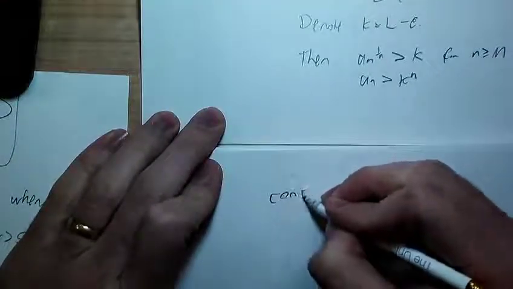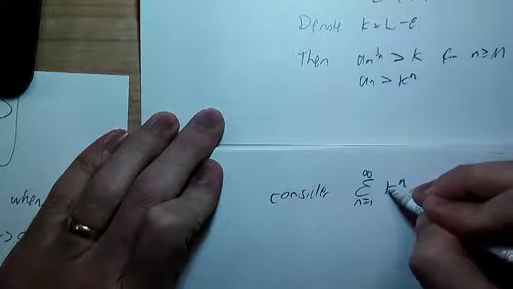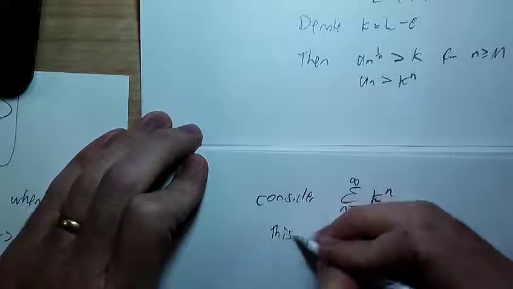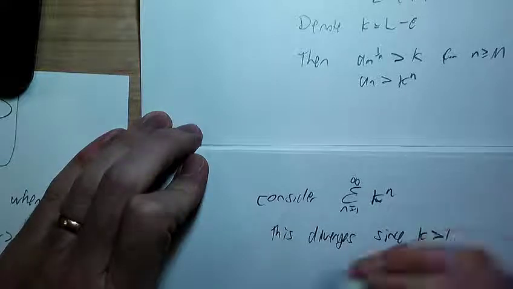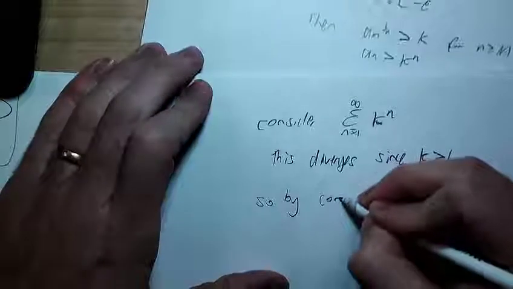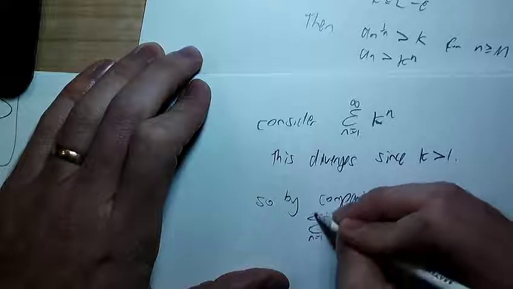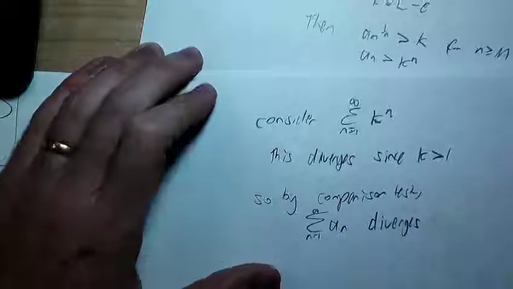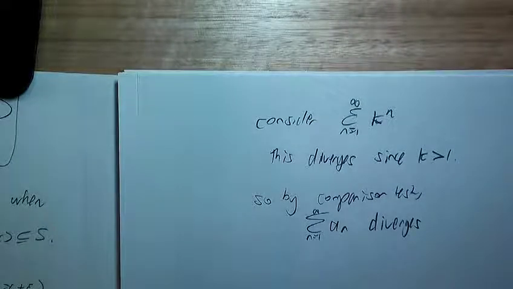So consider the sum from n equals 1 to infinity of k to the n. It diverges since k is greater than 1, so by the comparison test a_n has to diverge as well, since its terms are more than the other one. I did it in 13 minutes. Okay, I did okay.